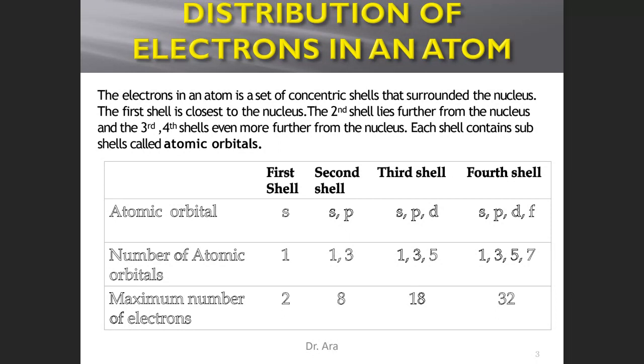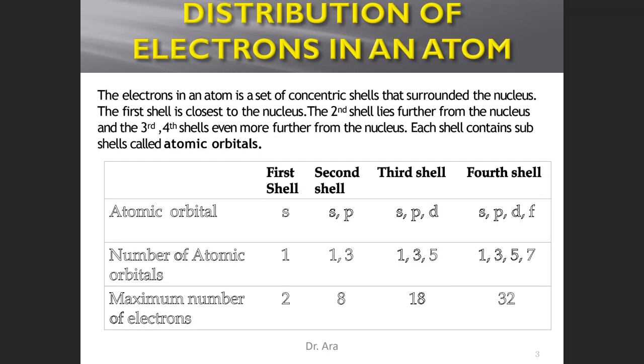Each shell contains subshells called atomic orbitals. So this is our first shell, S, and the second shell, S and P, the third shell, S, P and D, and the fourth shell, S, P, D and F.